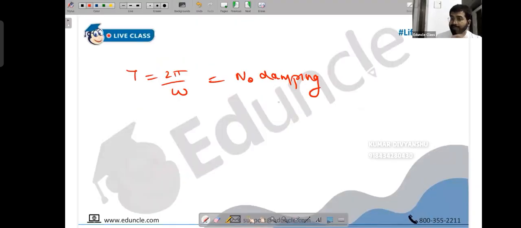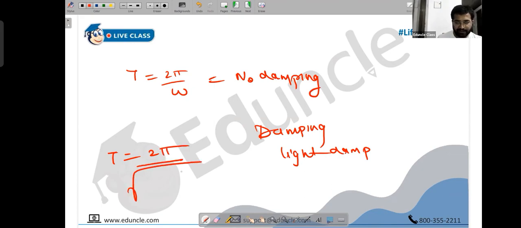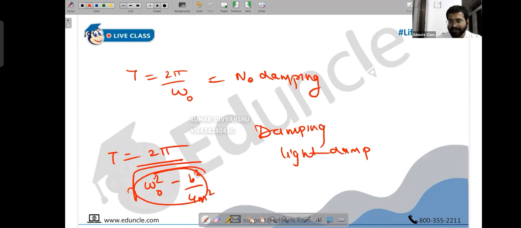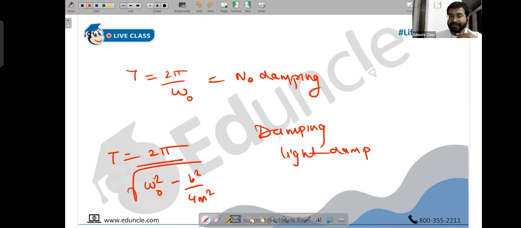When damping happens, and especially light damping, then time period increases. It becomes under root of omega naught square minus b square upon 4m square. You may have learned this. See, it has increased, no? This is omega naught basically, and this is omega naught square minus b square upon 4m square. So if the denominator reduces, what happens to the numerator? Numerator increases. Time period increases, but it only means that it has a greater value than no damping.